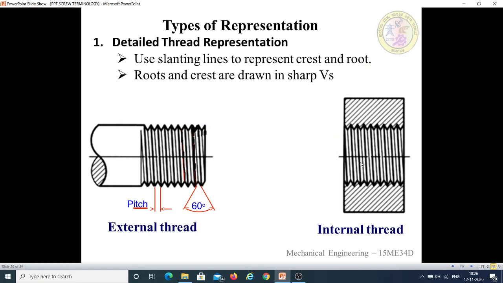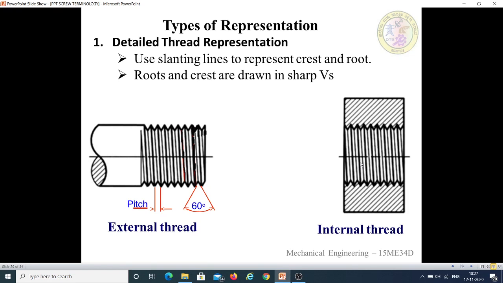The next one is types of representation. Majorly there are three types of representation: detailed thread representation, schematic thread representation, and the last one is simplified thread representation. Due to time constraints, we are representing by using simplified thread representation. We want to do manual drafting also for simplified representation.